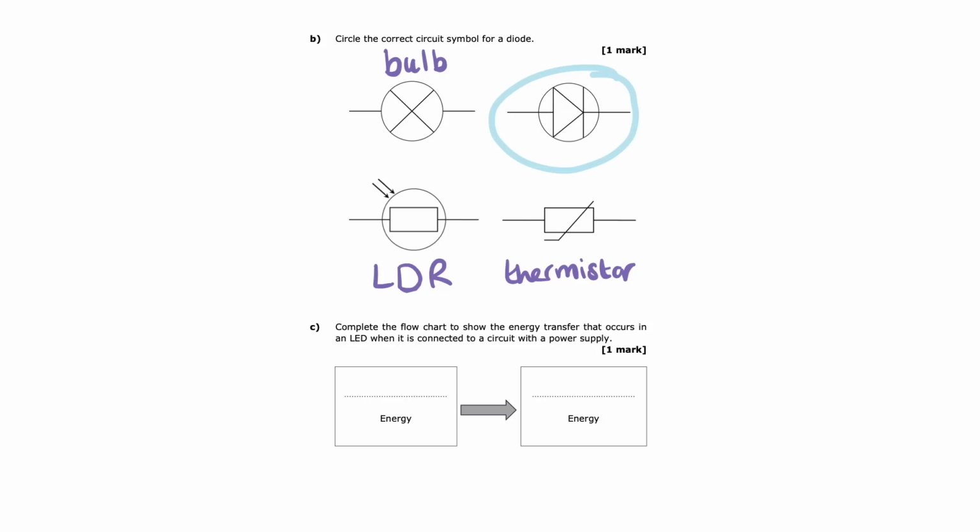Okay, so now we're asked to complete the flowchart to show the energy transfer that occurs in an LED when it's connected to a circuit with a power supply. So we should know when it's connected to that power supply, it receives electrical energy. And when we turn on that LED, it's a light-emitting diode, and that means that electrical energy is getting transferred to light energy. So that is the energy transfer that occurs in an LED when it's connected to a circuit with a power supply.